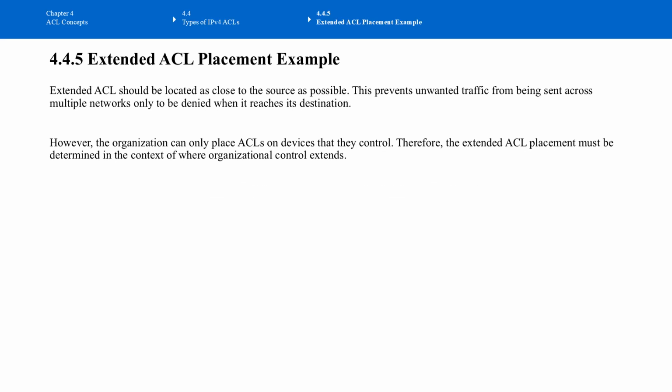4.4.5 Extended ACL Placement Example. Extended ACLs should be located as close to the source as possible. This prevents unwanted traffic from being sent across multiple networks, only to be denied when it reaches the destination. However, the organization can only place ACLs on devices they control. Therefore, the extended ACL placement must be determined in the context of where organizational control extends.